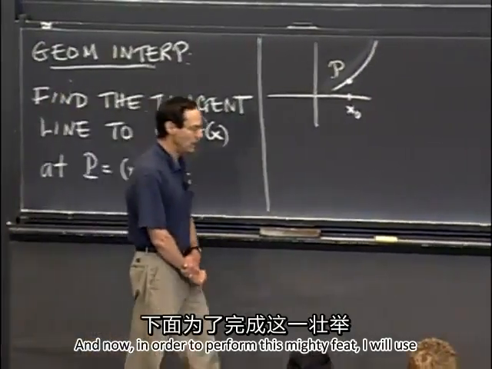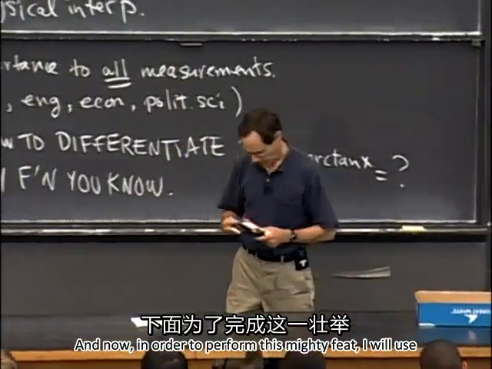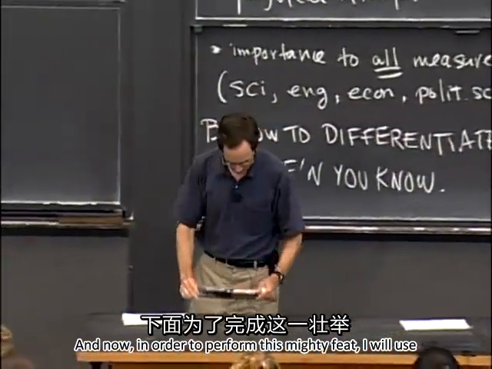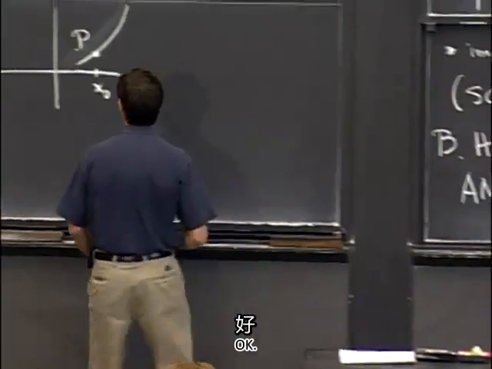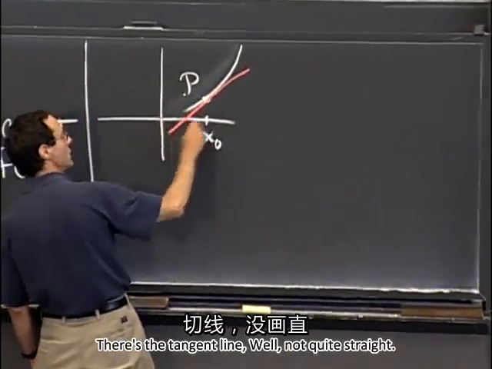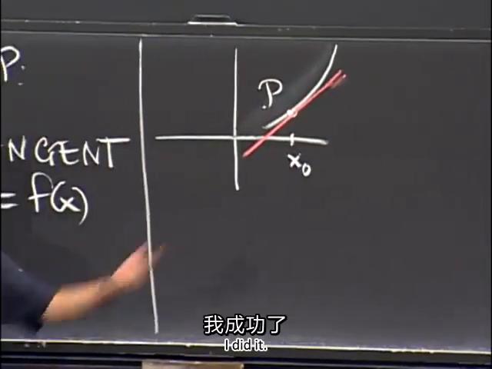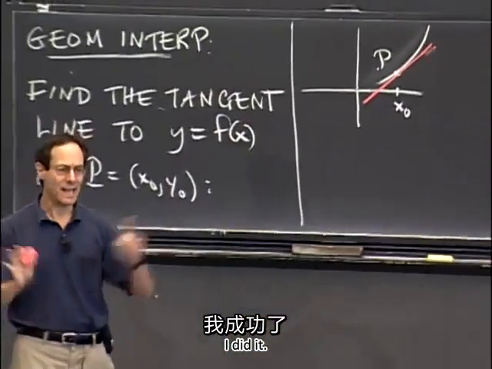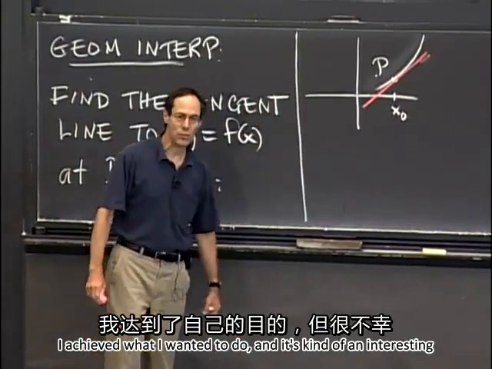And now, in order to perform this mighty feat, I will use another color of chalk. How about red? Okay, so here it is. There's the tangent line. Well, not quite straight, close enough. All right, I did it. All right, that's the end. That's the geometric problem. I achieved what I wanted to do.